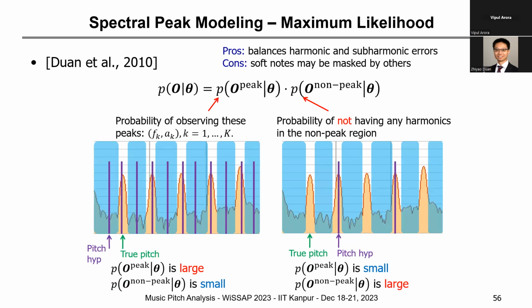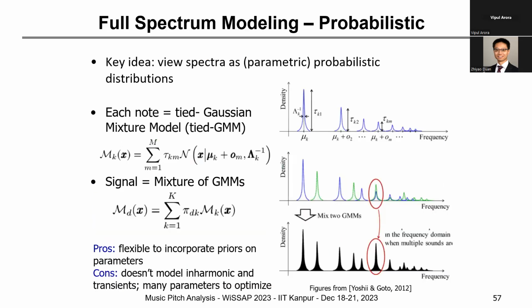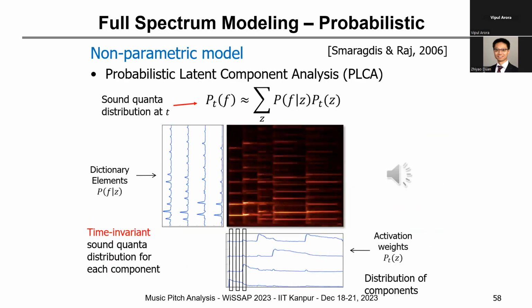Okay, I will skip these methods, but there are many other methods. For example, we can go to the spectrum domain and design probabilistic models, say maximum likelihood methods, to tell which pitch hypothesis or which set of pitch hypotheses receives the highest likelihood from the data. Okay, maybe I'll briefly introduce this one. This is a spectrogram decomposition method. It's a probabilistic latent component analysis idea.